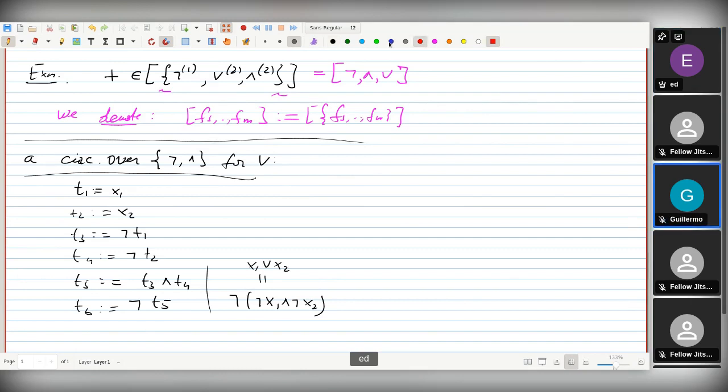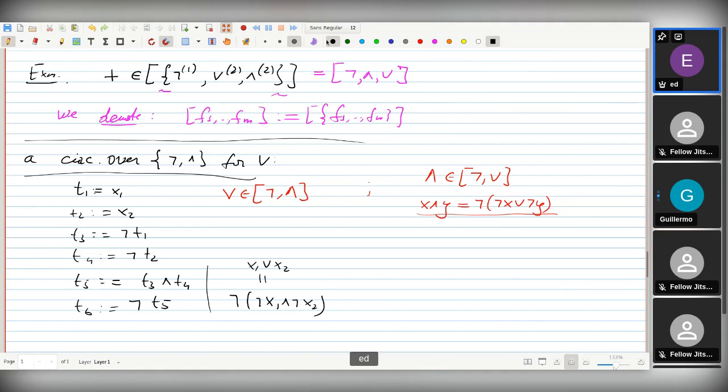Yes. So what do we have? In fact, we have proved that disjunction belongs to this set, to the closure of this set. Similarly, conjunction belongs to this closure. Why is it so? Because you know x and y equals not (not x or not y), and you can easily transform this expression into a circuit. Is it clear? Yes.